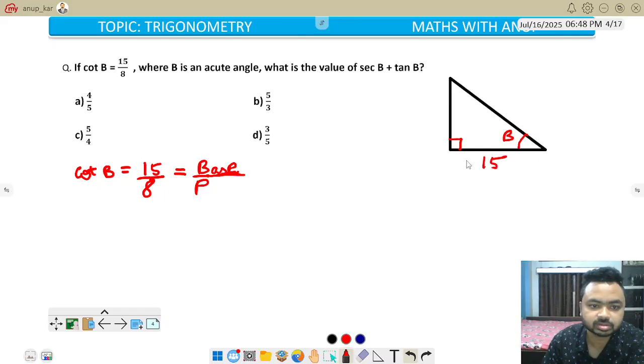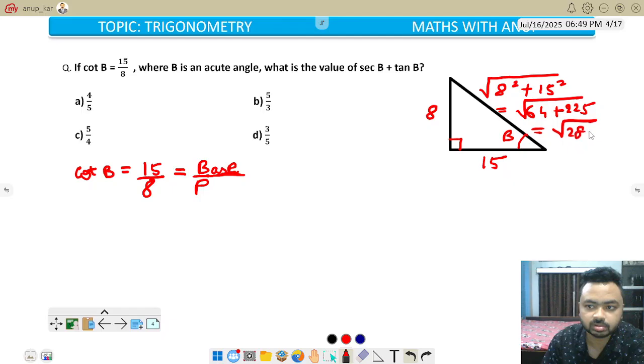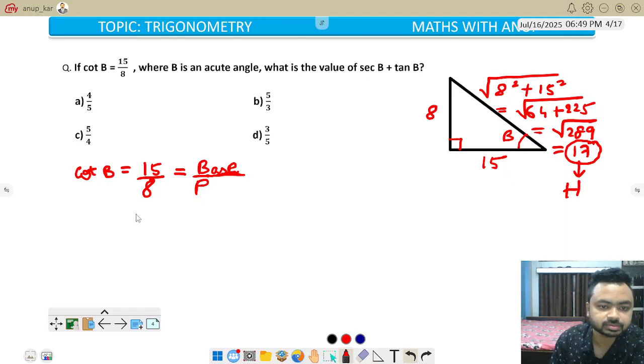15. What is my perpendicular? This is my perpendicular, 8, and we can find the hypotenuse with the help of Pythagoras theorem. The hypotenuse is root over 8 square plus 15 square, which is nothing but 64 plus 225, equal to root over 289, which is equal to 17. So 17 is nothing but my hypotenuse. Now come to the question.